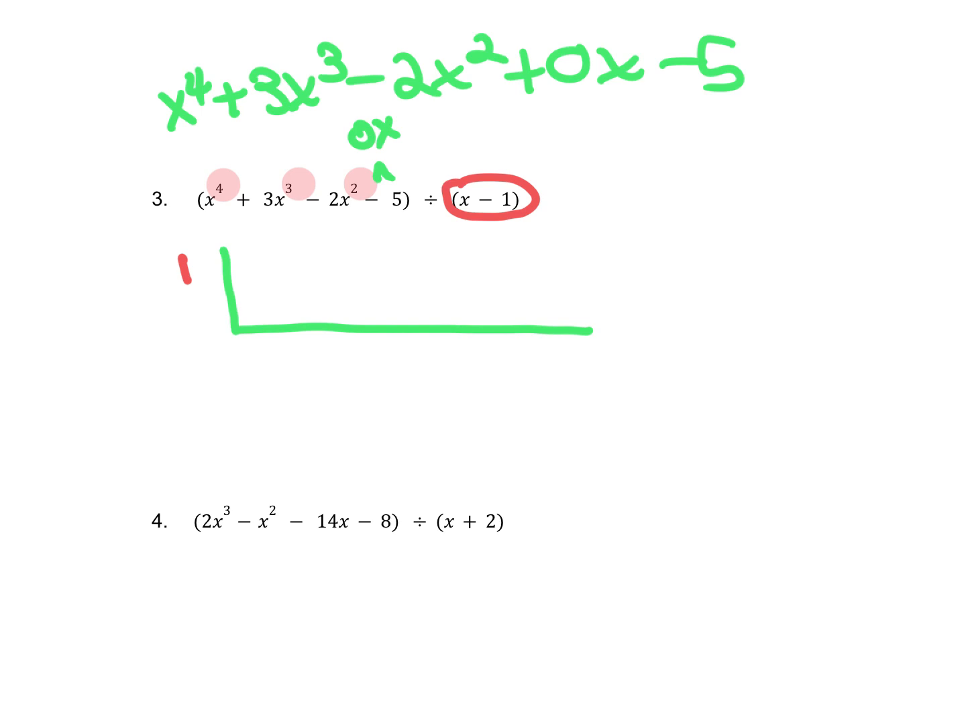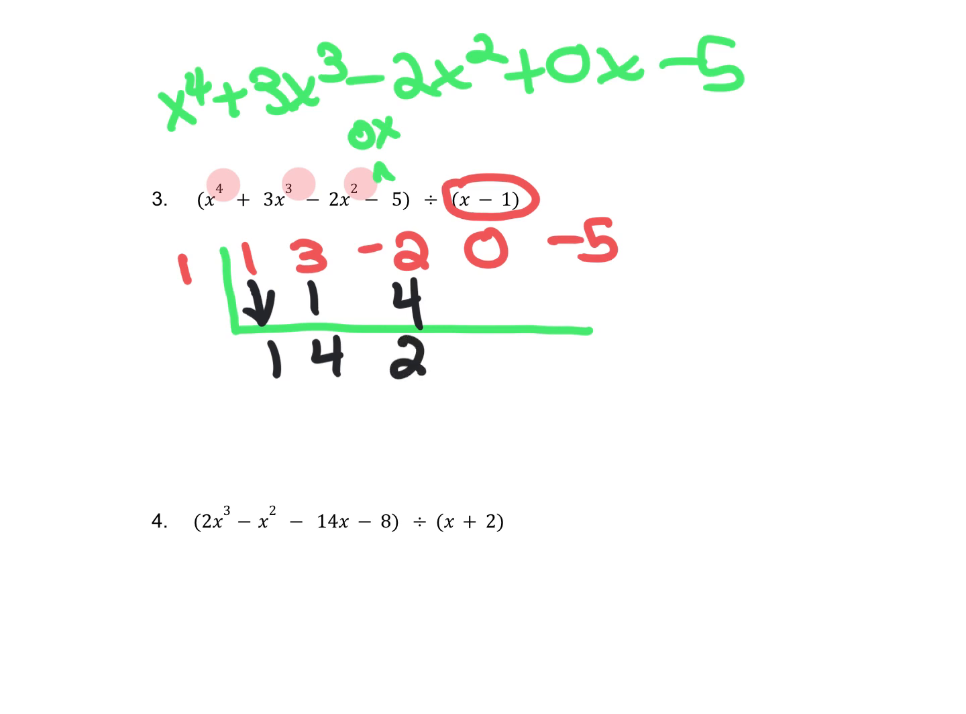I'm going to put my coefficients across the top. So I'm going to have 1, 3, negative 2, 0, negative 5. And again, we just do our process just like we have with all the other ones here. We're going to bring that first coefficient all the way down to the basement. Multiply around. 1 times 1 is 1. Add them together. 3 plus 1 is 4. Multiply around. Negative 2 plus 4 is 2. Multiply around. 0 plus 2 is 2. Multiply around. And when we do that last step, we get negative 3.